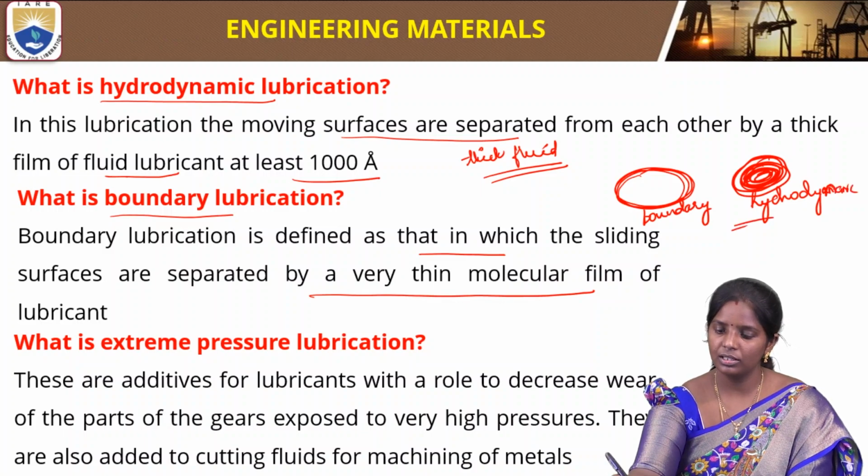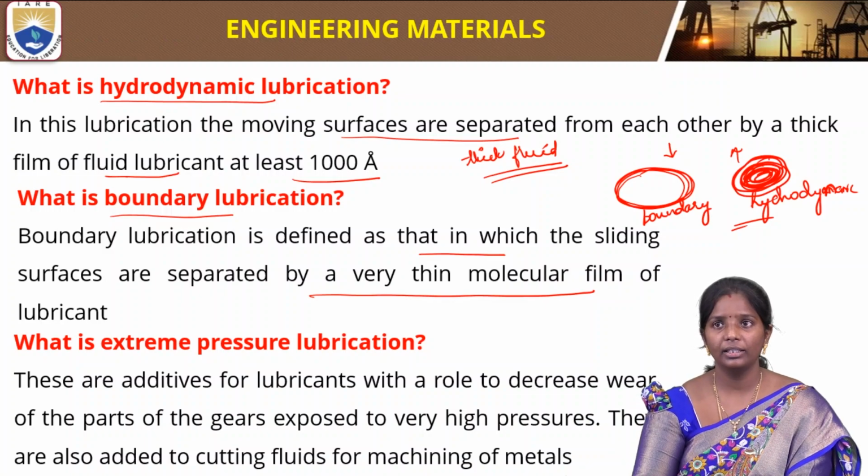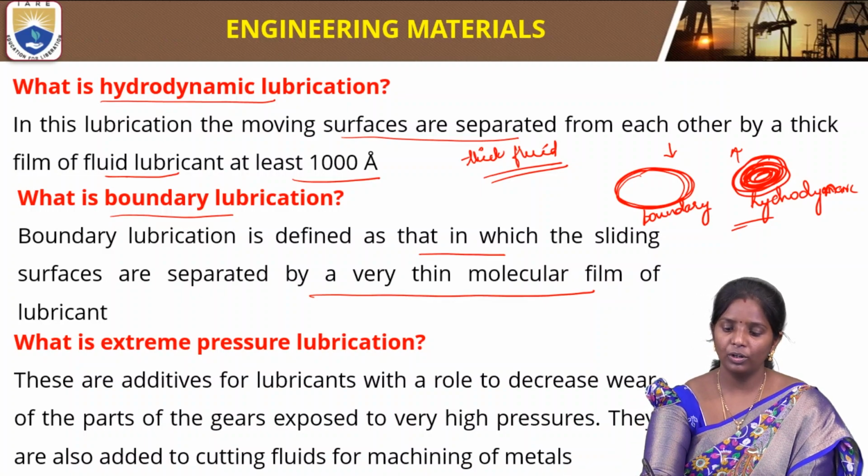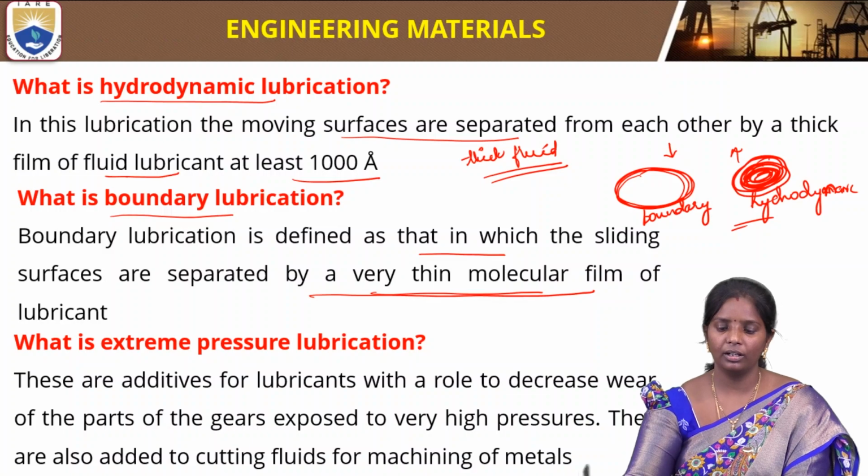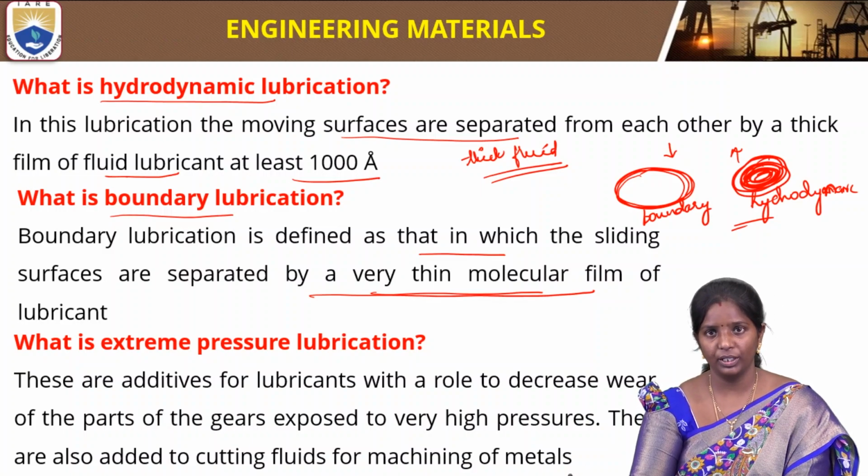So if you see, the thickness is high, thickness is low. Thickness is high and thickness is low. Therefore, in boundary lubrication, a very thin molecular film of lubricant is used that forms the boundary lubrication.